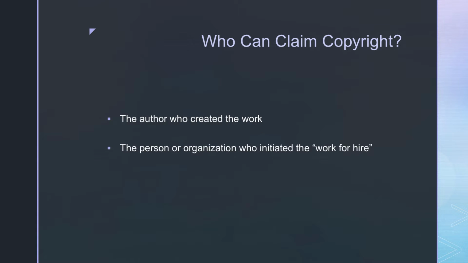The next group would be the person or organization who initiated the work for hire. Work for hire is kind of a complicated concept, but really it's, if I'm a textbook publisher and I hire you to write a chapter for my book, the publisher is the one who retains the copyright, not you. Of course, that may be based on what contract you sign with that publisher. But if you are paid for the work, sometimes the person who does the paying is the one who will hold the copyright, and you will have given it up.